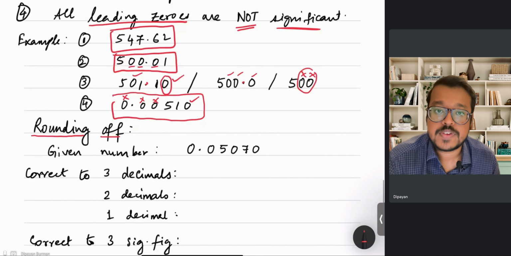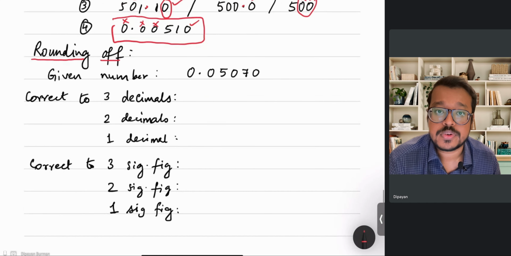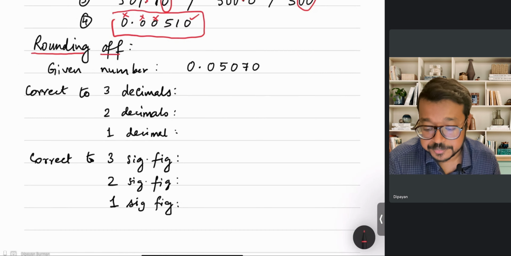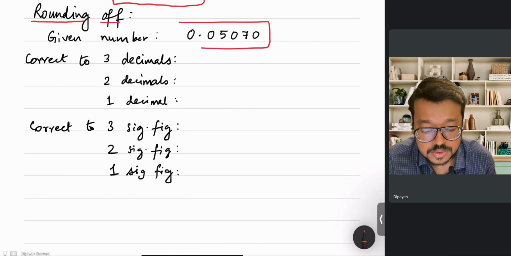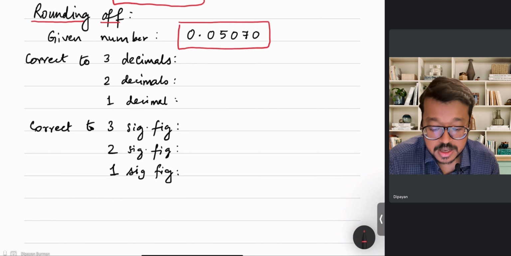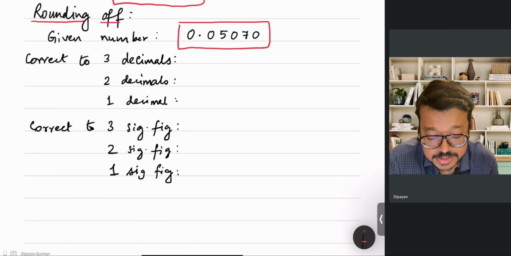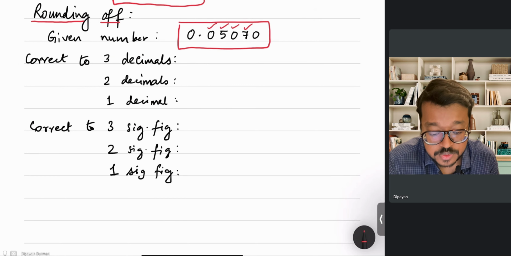Now once we identify which digits are significant, we need to apply some rounding off rules, which you must know already. Now suppose there is a number like 0.05070, and I need to round it off correct to 3 decimal places, then I need to check what is the 4th decimal place. I have this 0, 5, 0 and 7. These are 4 decimal places. So the 4th one is 7.